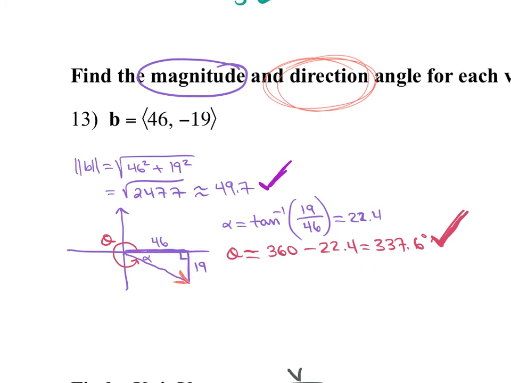Now that is not theta. Theta starts at 0 and rotates all the way around counterclockwise and stops in quadrant 4. So that means theta would be 360 minus the 22.4. And that'll give you 337.6. So that's the theta that you're looking for.